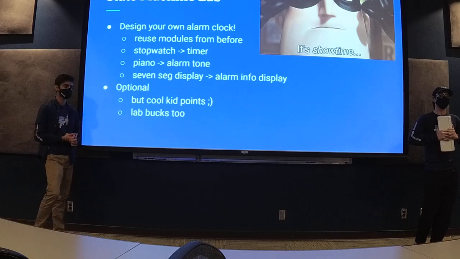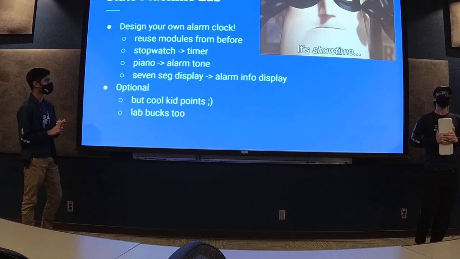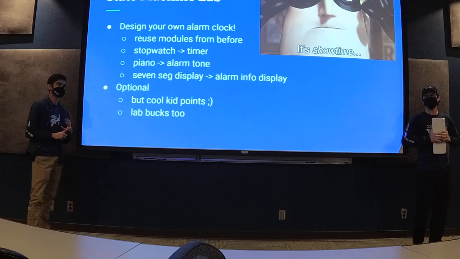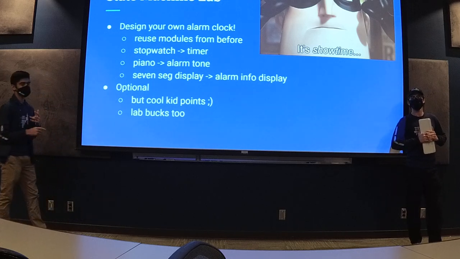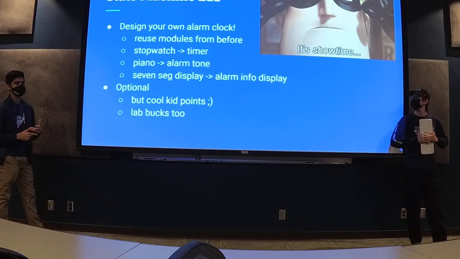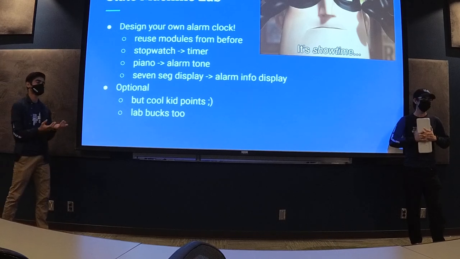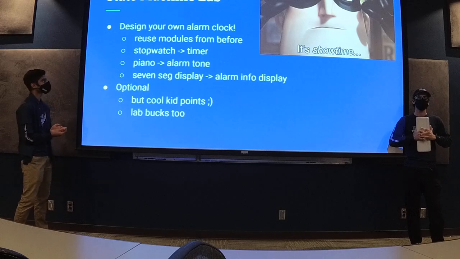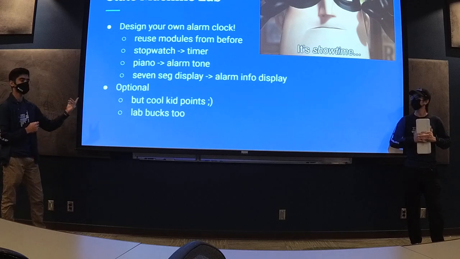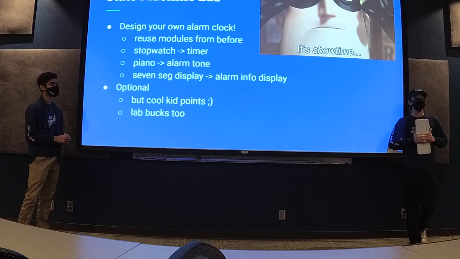So the idea here is that you've already made a stopwatch, a piano, and a 7-segment display module. Now what we're gonna do is change these a little bit. Rewire them, change their functionality a little bit, and wire them all into one module that makes an alarm clock. A stopwatch counts up, a timer counts down, so that should be an easy fix.